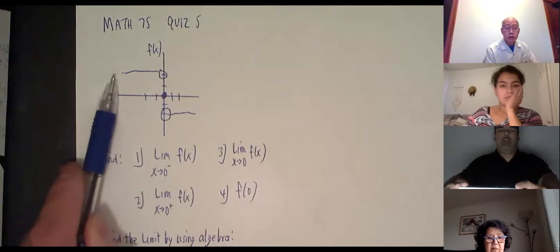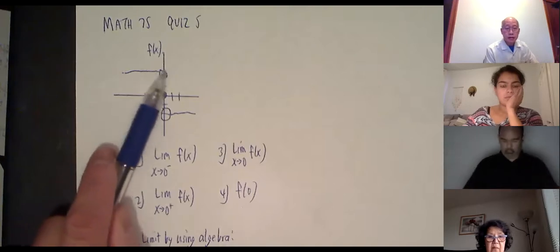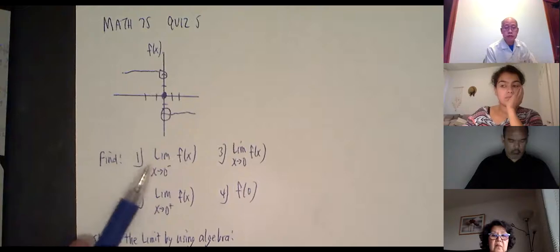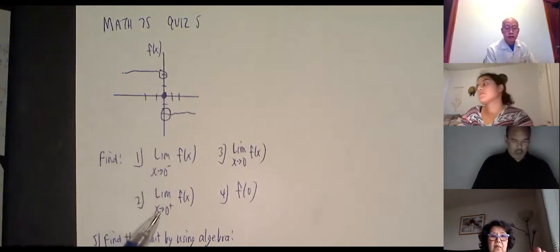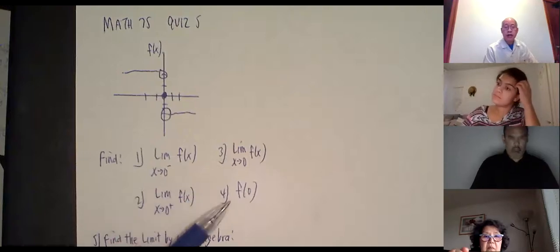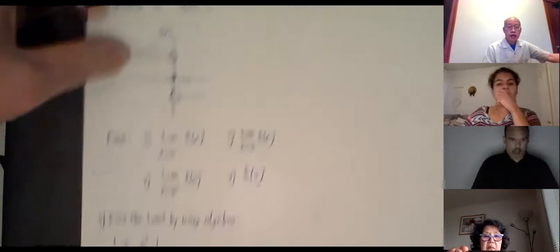Okay, so one more time. The graph comes like that, like so. Dot, open circle, goes like that. Find the limit as x approaches 0 from the left. Limit as x approaches 0 from the right. Limit as x approaches 0, so 2-sided, and f of 0. Okay, second picture, maybe.